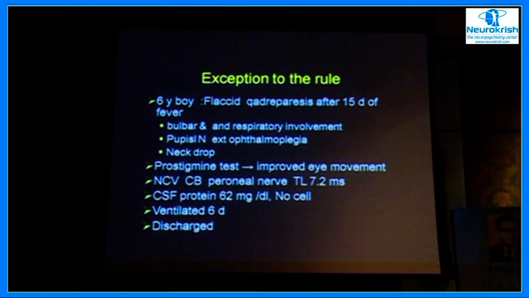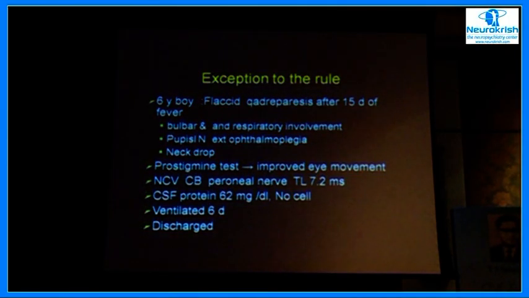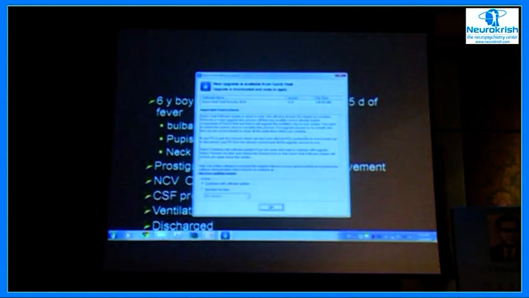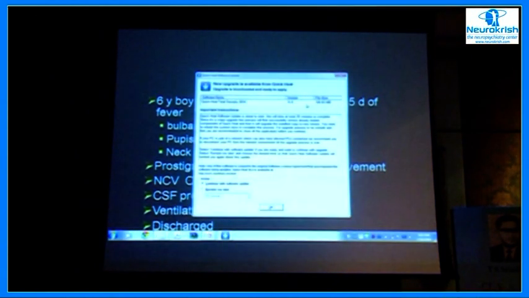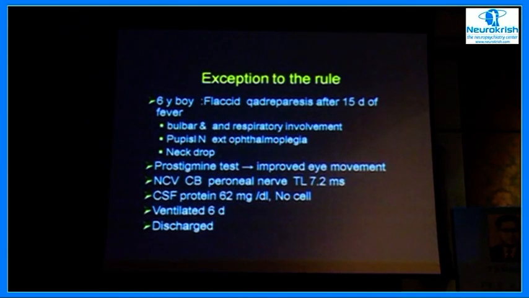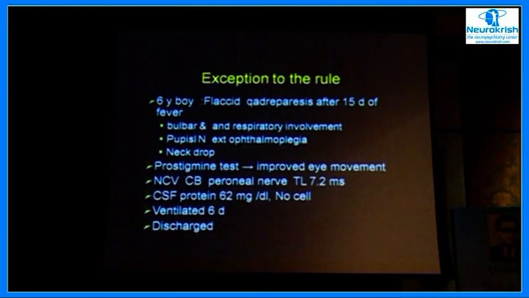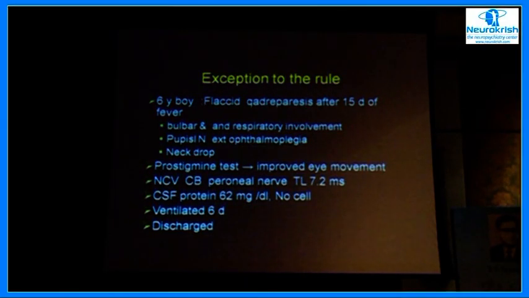So, a 6-year-old boy, flaccid quadriparesis after 15 days of fever, bulbar and respiratory involvement, pupils normal, external ophthalmoplegia, neck drop. On the prostigmine test, the eyes show improvement. But when you do the nerve conduction, we find, oh my. CSF protein was 62 milligram. And nerve conduction showed slowing, terminal latency prolongation in one nerve, and a conduction block in one nerve.